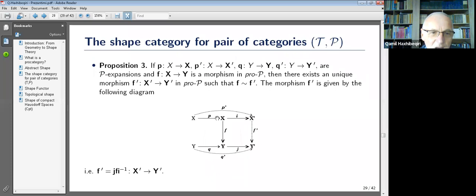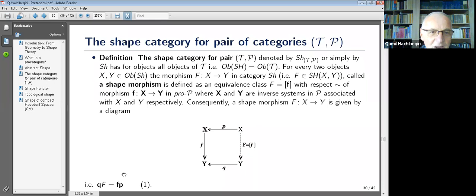Proposition 3: if p from X to X prime and p prime from X to X prime, and q from Y to Y and q prime from Y to Y prime are P expansions, and f from X to Y is a morphism in pro-P, then there exists a unique morphism f prime from X prime to Y prime in pro-P such that f is equivalent to f prime. The morphism f prime is given by the following diagram. This f prime is the composition of the inverse of i with f and with j. This means that this equality holds.